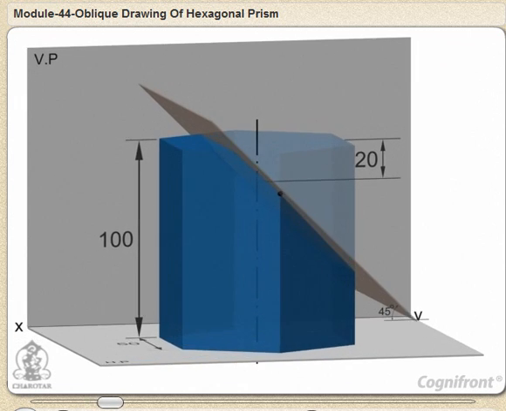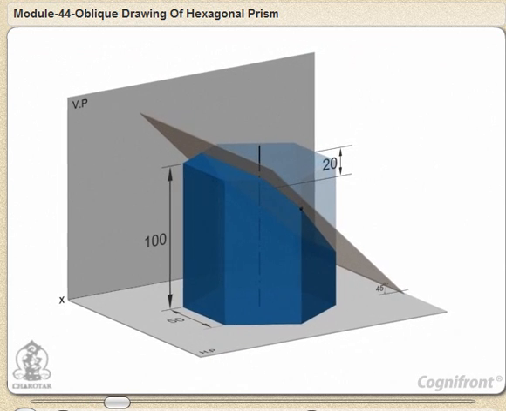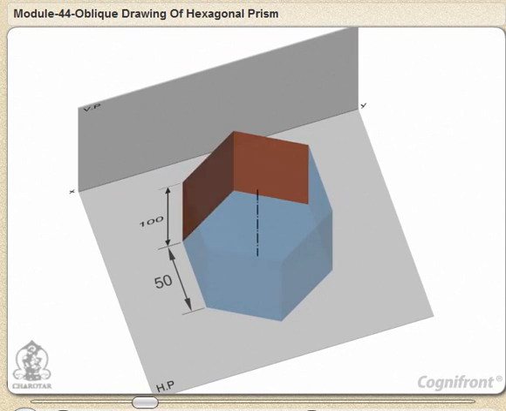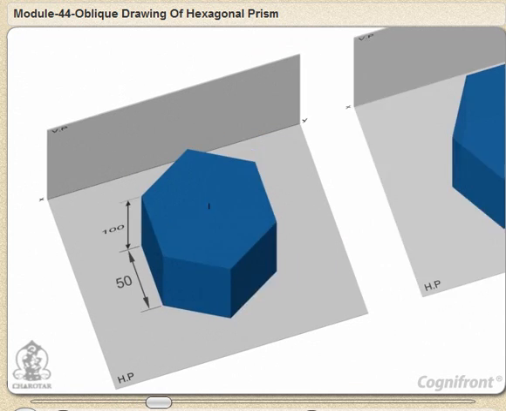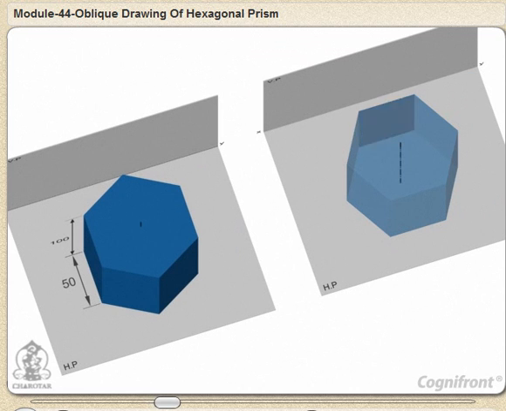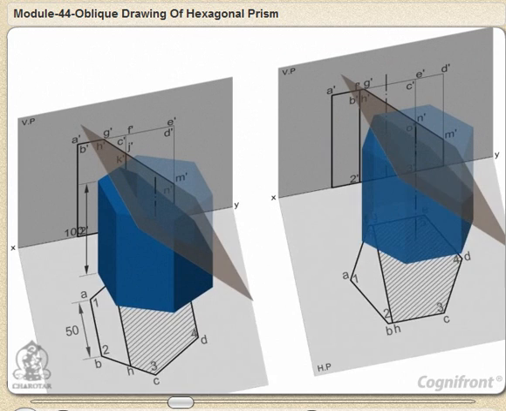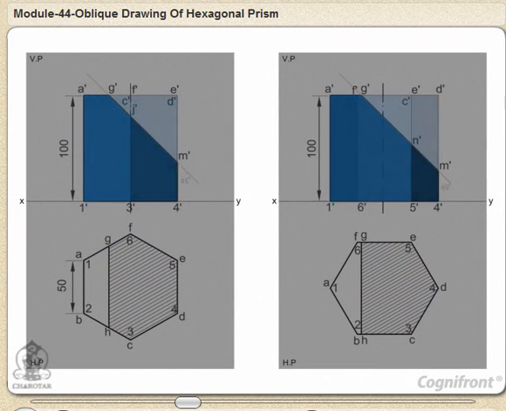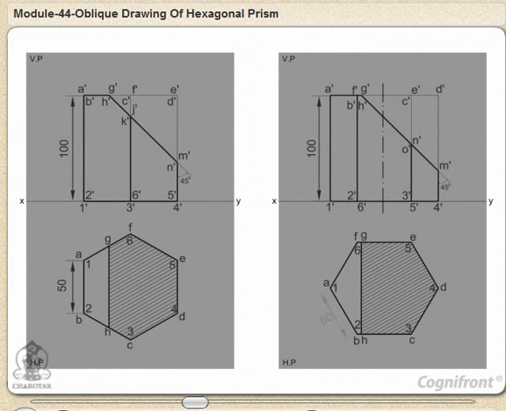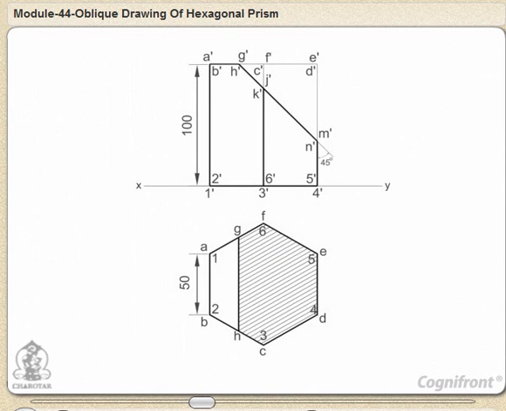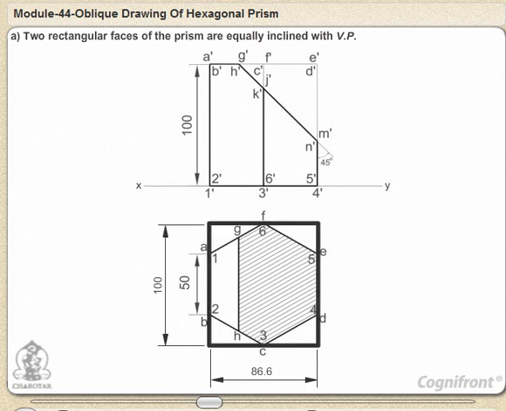Draw the oblique projection of the prism by the Cavalier method with receding axis inclined at 45 degrees with the horizontal when A. Two rectangular faces of the prism are equally inclined with VP and B. One rectangular face of the prism is parallel to VP. Draw the front view and top view of the hexagonal prism as shown in the figures. Enclose the top view in rectangular box.